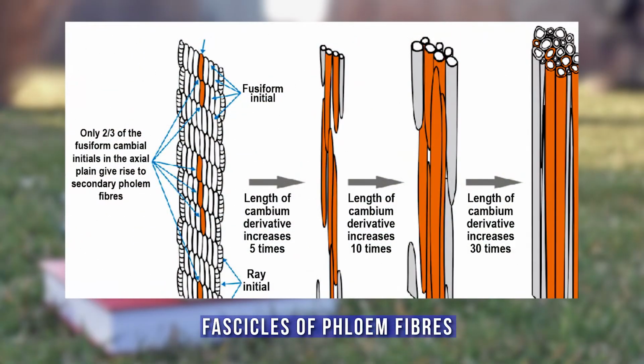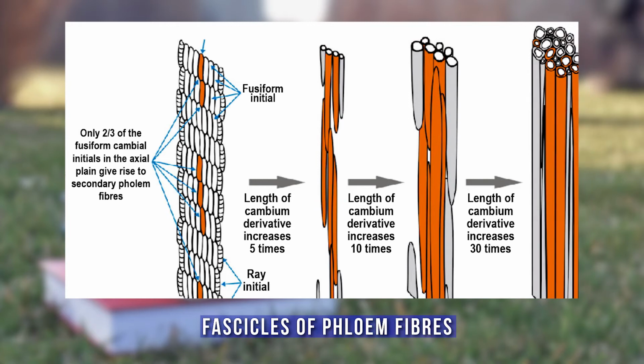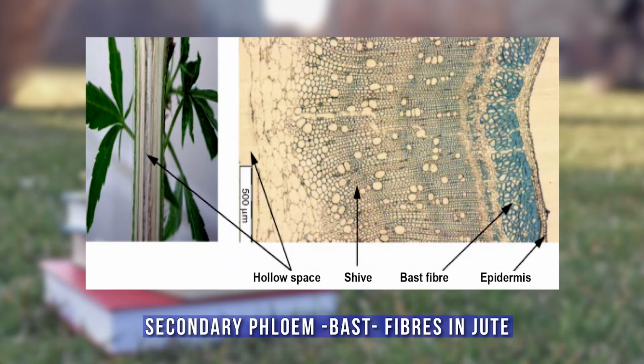And as I told you, the phloem fiber is an aggregate of dead tissue, and gradually they are formed from the fusiform initial cell, and gradually they become elongated 5 times, 10 times, 30 times, producing a thick fascicle. And these phloem fibers protect the vascular bundle, and ideally they are present in the jute stem, and they are commonly called the secondary bast fiber, which has tremendous economic importance in industry, such as the packing industry.